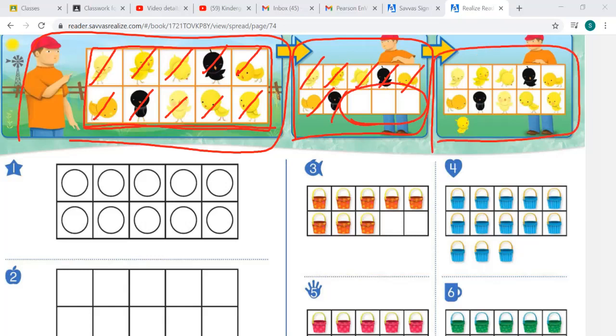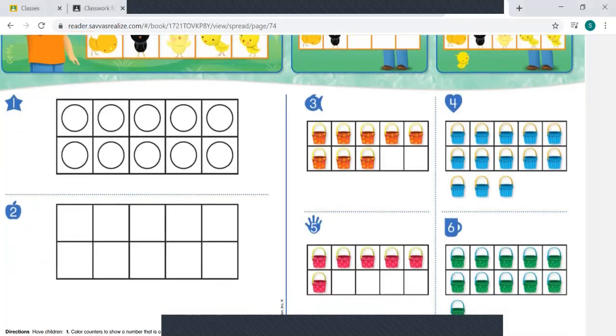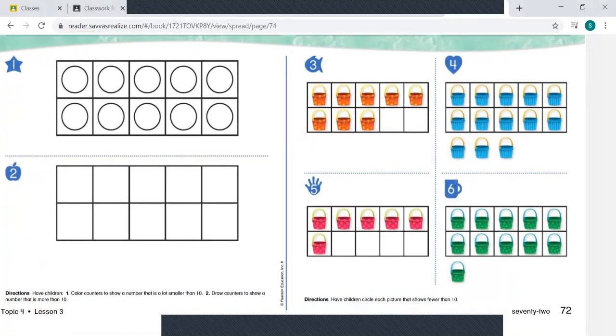Let's look at this last box over here. Are there more than 10 chickens? How do you know? Yes, there is 1 extra chicken right here below the 10 frame. So we filled up the 10 frame and there's 1 more. So we know that there are more than 10 chickens just by looking at it. Okay, now let's go right here to number 1.